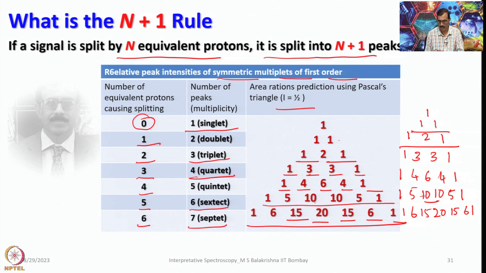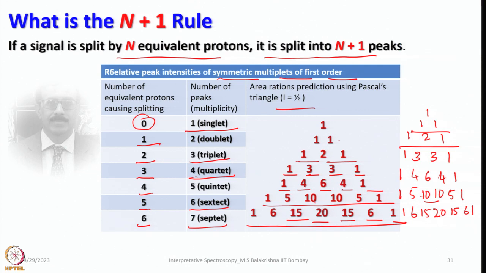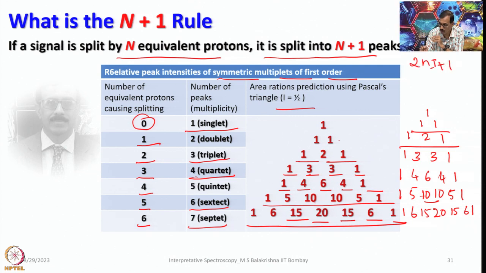So using this Pascal triangle, we should be able to predict the number of peaks. This is for I equals half. Another equation we use is 2nI plus 1. If you do not know, or if you have different I values, this can still be used here. For I equals half, 2I plus 1 becomes 2, and the 2 cancels with the half. That's the reason we simplify it and use n plus 1 peaks. So this Pascal triangle is for I equals half.